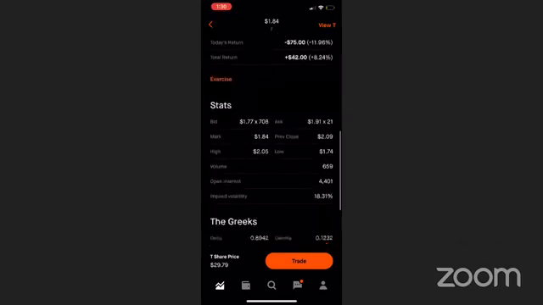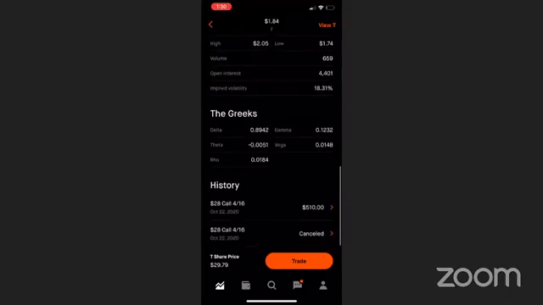If I scroll all the way down, you can see the history. I paid $510 for them back in October. I thought the 5G was gonna do something. I was betting on the 5G. I'm like, I know this 5G gonna blow. Man, it ain't did jack.